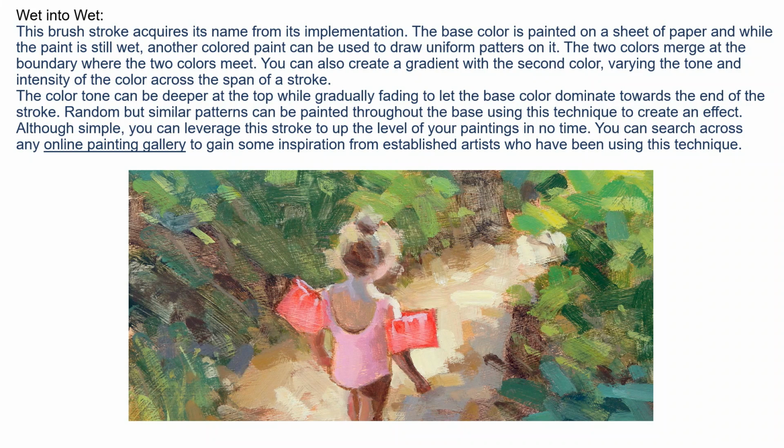You can also create a gradient with the second color, varying the tone and intensity of the color across the span of a stroke. The color tone can be deeper at the top while gradually fading to light. Let the base color dominate towards the end of the stroke. Random but similar patterns can be painted throughout the base using this technique to create an effect. Although simple, you can leverage the stroke to up the level of your paintings in no time. You can search any online painting gallery to gain inspiration from established artists who have been using this technique.